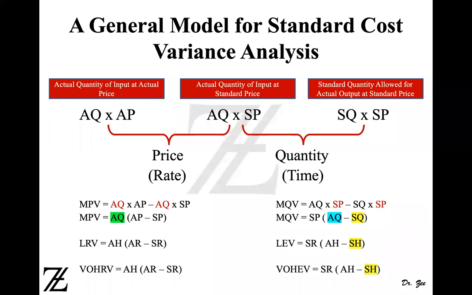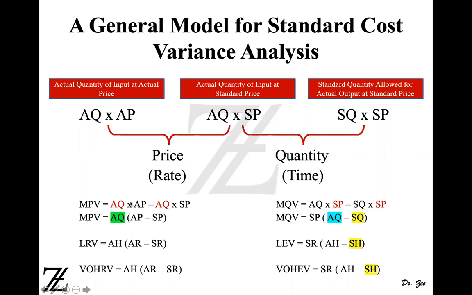Now the expansion of this diagram in the formulas will explain more here. As I said earlier, the difference between AQ times AP and AQ times SP will give you the price or rate variance, which can be seen here. MPV, material price variance, equals AQ times AP minus AQ times SP. And the difference between AQ times SP and SQ times SP will give you the quantity variance, which you can see here in the equation: MQV equals AQ times SP minus SQ times SP.